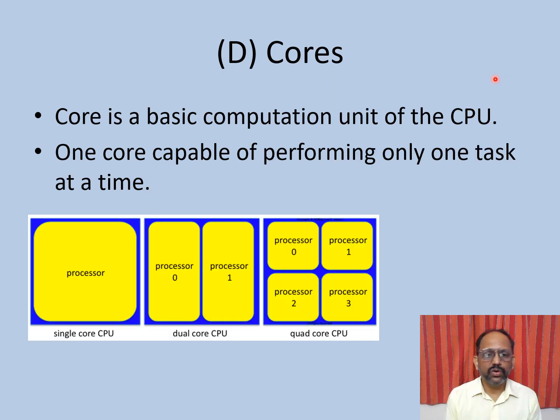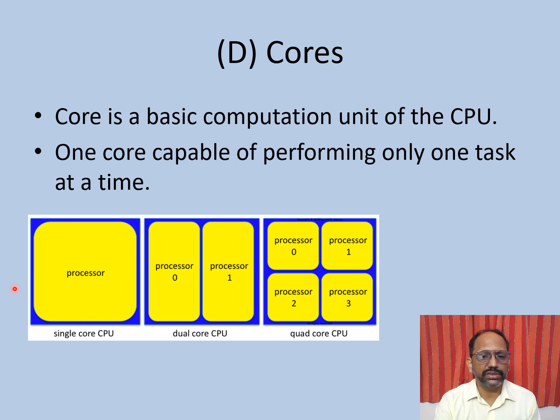Now we move on to cores. What are cores? A core is a basic computation unit in the CPU. In the first, second, third, and fourth generations, we saw CPUs limited to a single core, one core only. This is one CPU. See here, a single core CPU. The entire CPU is one processor, one core processor.